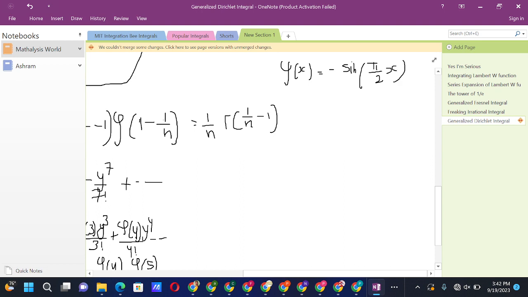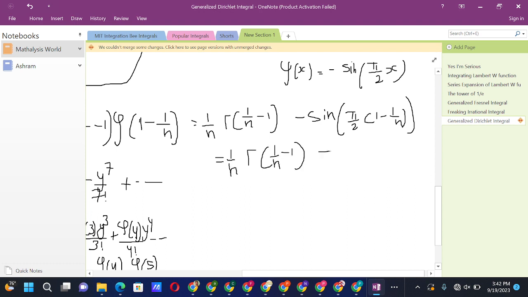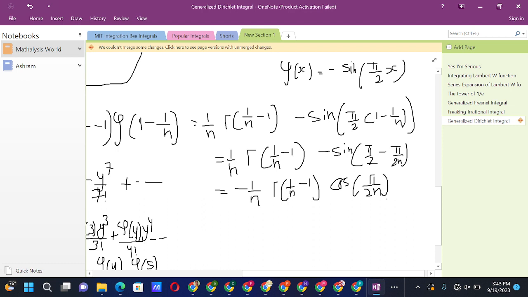So this phi of 1 minus 1 by n is there. That would be minus of sine of pi by 2, and in place of x we have 1 minus 1 by n. That would be 1 by n gamma of 1 by n minus 1, and then minus of sine, here we have pi by 2 minus pi by 2n. So pi by 2 minus something will change the trigonometric ratio to cos. We have minus 1 by n gamma of 1 by n minus 1, and then cos of pi by 2n. Okay, so this is our solution.